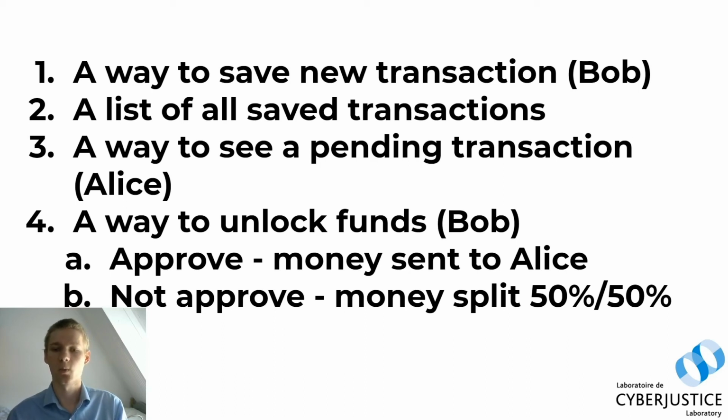And then there needs to be a way for Bob to unlock the funds. Either he approves of the bike that he received, and the money gets sent to Alice, or if he does not approve, in our case, the money is split 50-50.